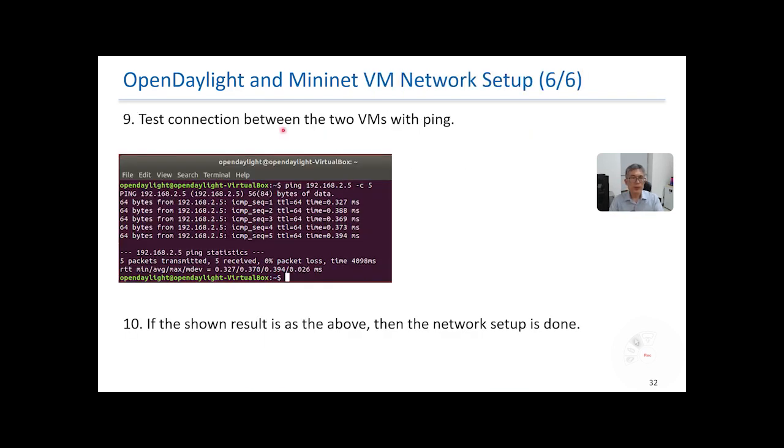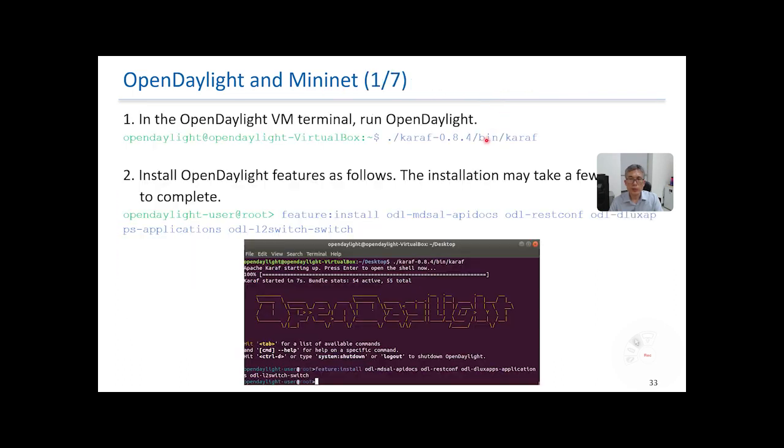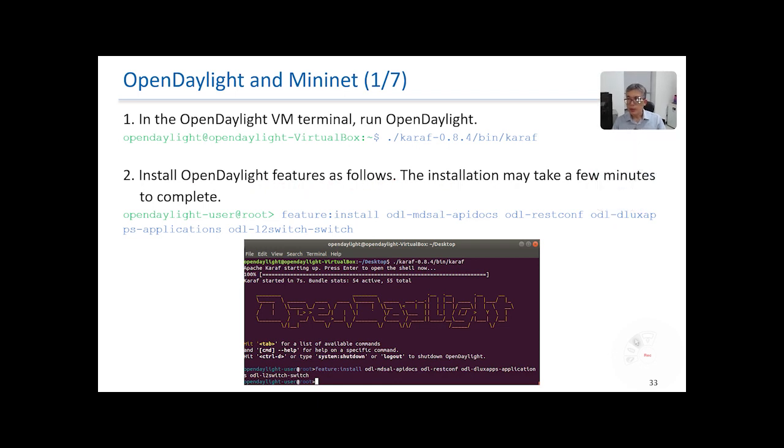Okay, this is the OpenDaylight and Mininet virtual machine network setup, and then we can test, especially set up the network configuration and then test. First of all, in the OpenDaylight virtual machine terminal, run OpenDaylight. Okay, and OpenDaylight is started. And then install OpenDaylight features as follows. The installation may take a few minutes to complete.